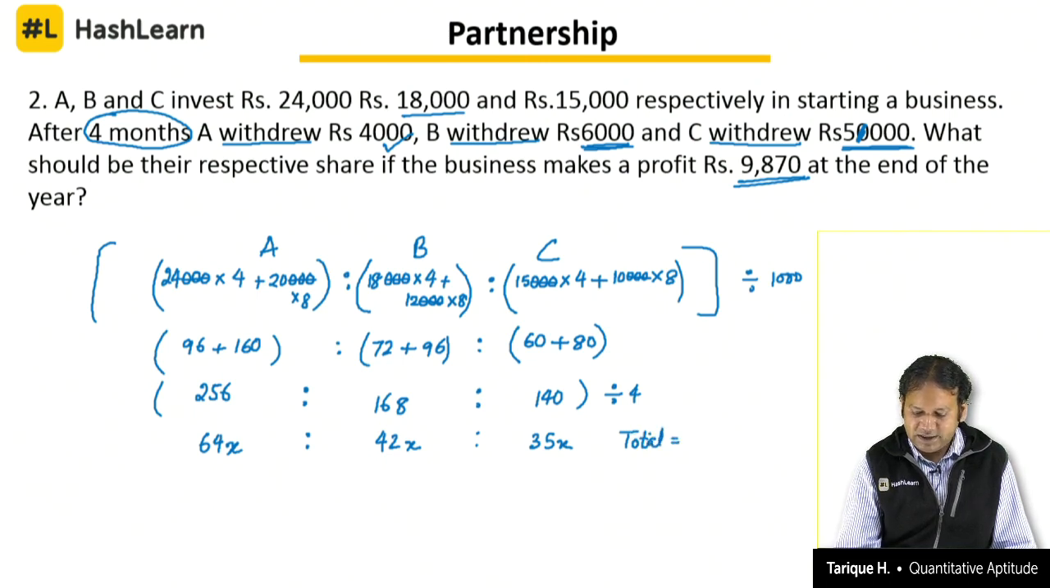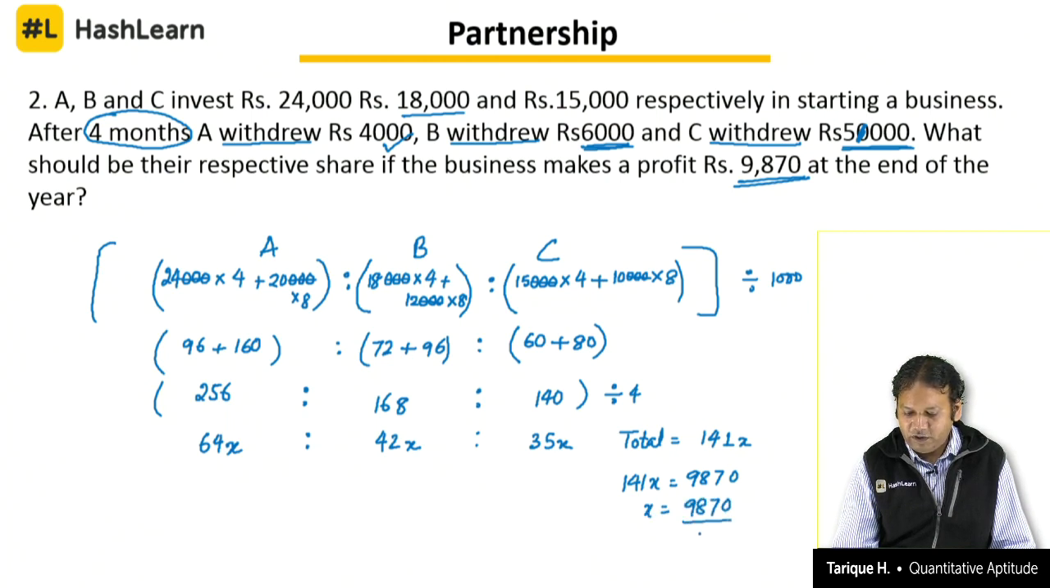So 4 plus 2, 6, 6 plus 5, 11, 11 plus 3, 14. 141x is equal to 9870. So what will x be equal to? 9870 by 141. 141 into 7, so that's 987, 70. So what is our x value?